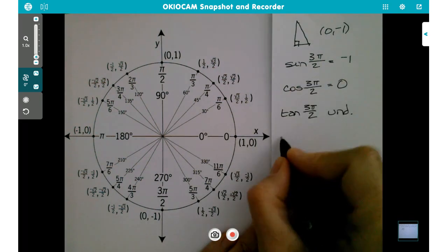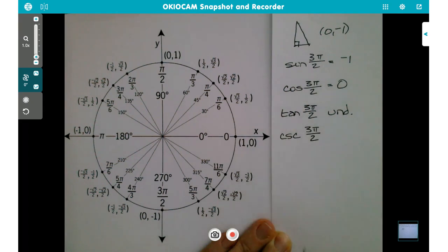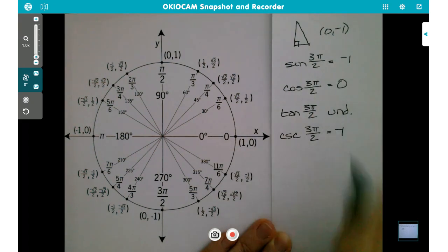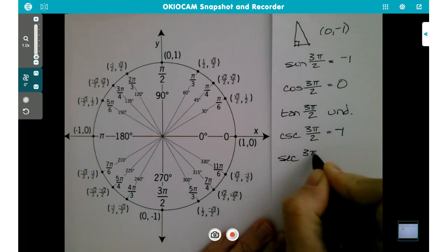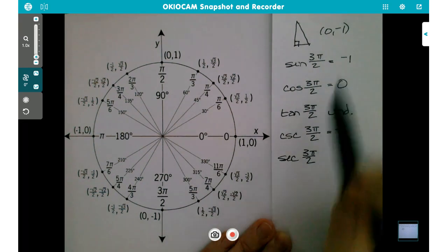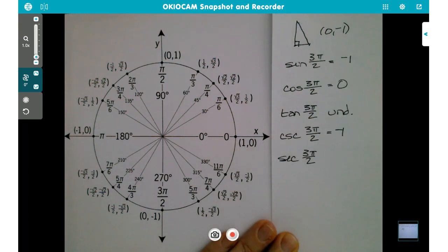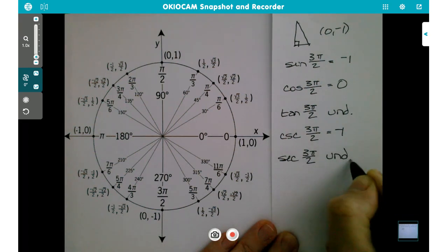Then the reciprocals, the cosecant of 3 pi over 2 is 1 over the sine, 1 over the y value, 1 over -1 is -1, no problem. The secant, 3 pi over 2, we're going to run into the same problem that we had with the tangent. The secant is 1 over the cosine, so it's 1 over the x value. If you write secant 3 pi over 2 equals 1 over 0, that's not possible. Nothing equals 1 over 0. We can't divide by 0. So secant 3 pi over 2, trying to divide by 0, is undefined.